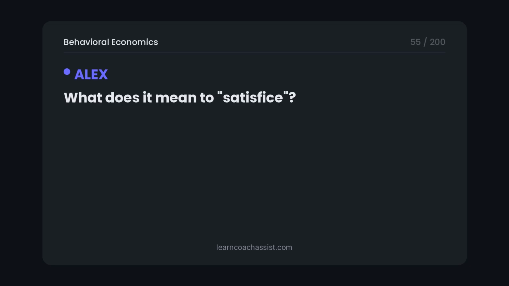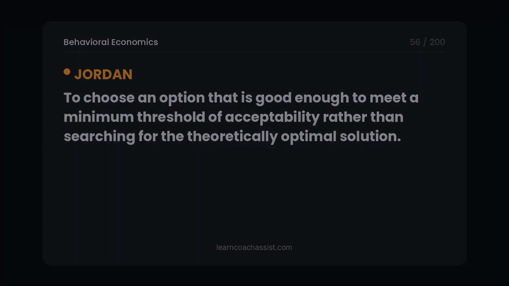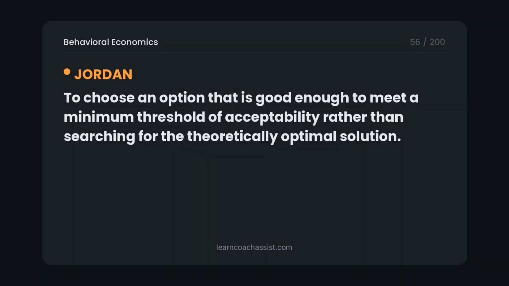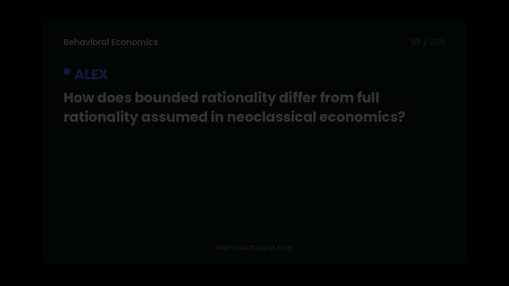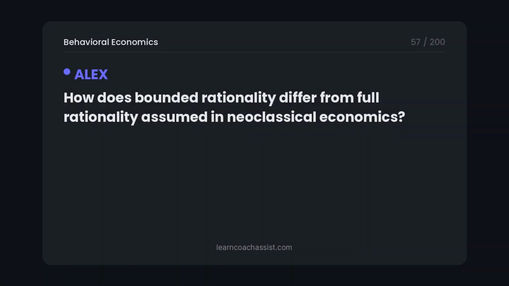What does it mean to satisfice? To choose an option that is good enough to meet a minimum threshold of acceptability rather than searching for the theoretically optimal solution. How does bounded rationality differ from full rationality assumed in neoclassical economics?